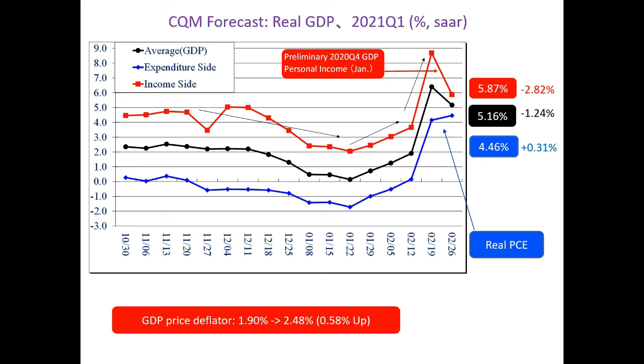As a result, the economic growth rate on the expenditure side was revised upward by 0.31%, while that on the income side was revised significantly downward by 2.82%. The gap between the economic growth rates on both the expenditure and income sides has begun to narrow.